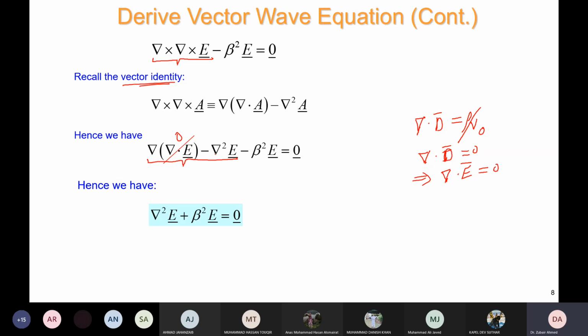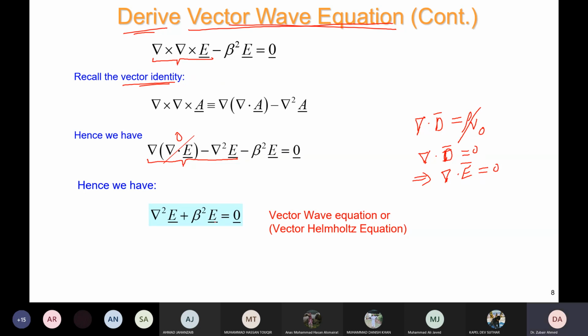So in the end we get this expression, that is the vector Laplacian of E plus beta square E is equal to 0. This equation is a second order partial vector differential equation, and it has a name. This is called the vector wave equation. So what we have done is that we have derived the vector wave equation. Another name for this equation is the vector Helmholtz equation.